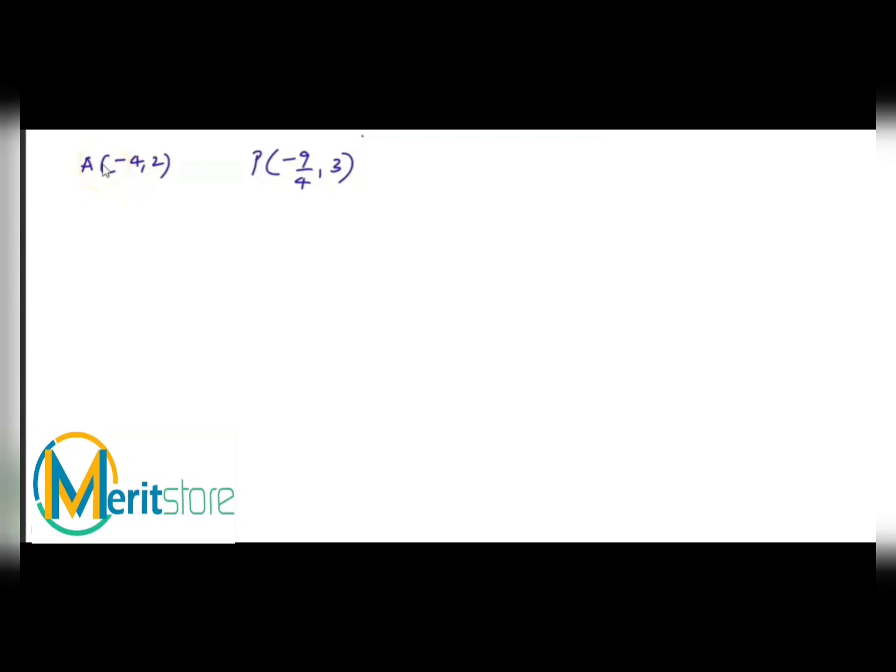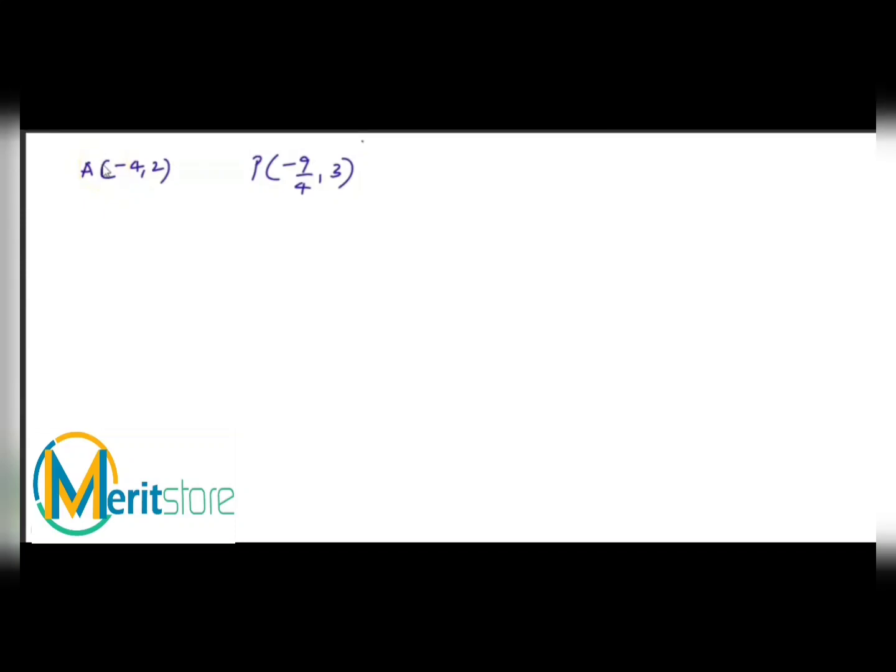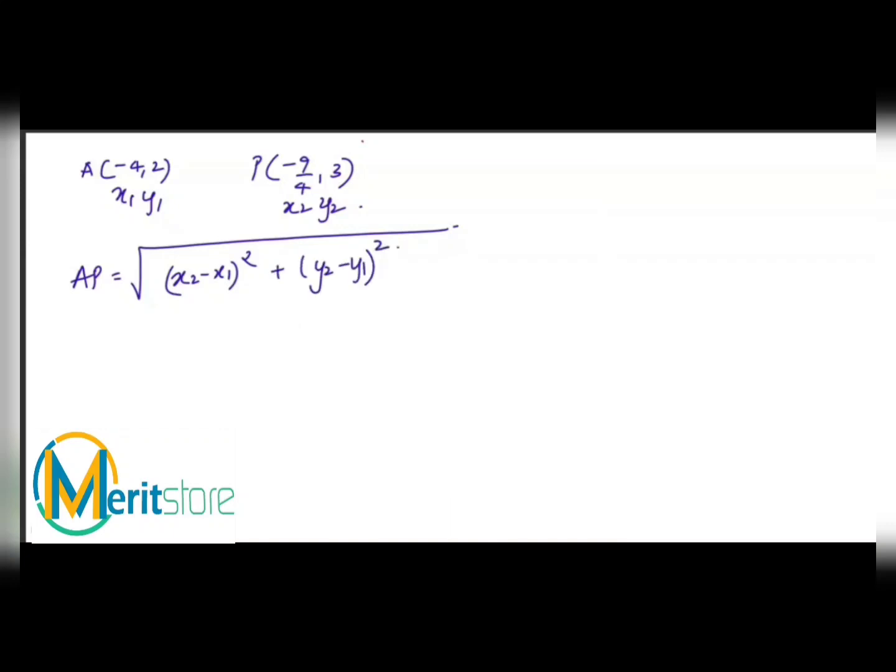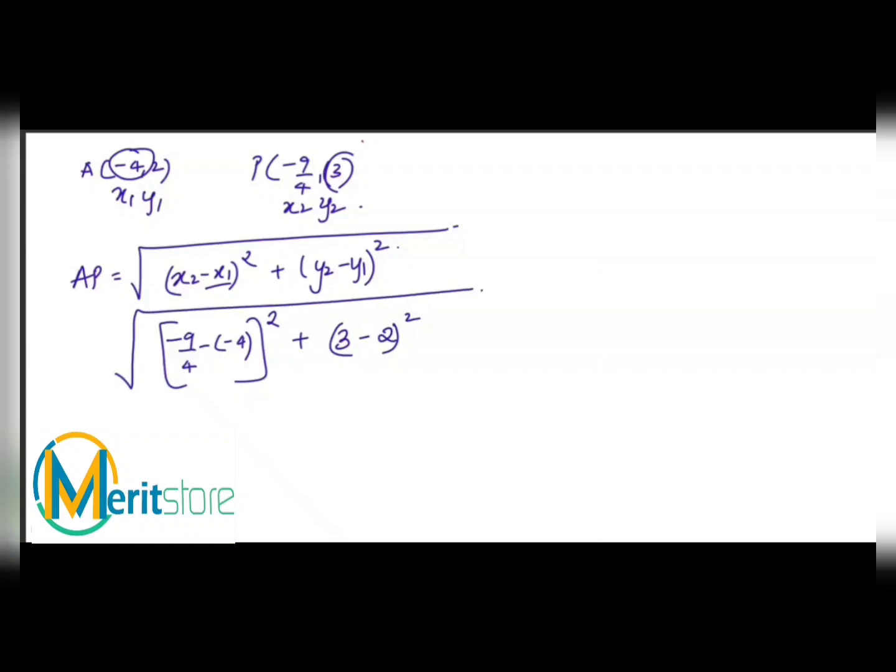We have to find the distance between AP. So A we take it as x1, y1, and P we'll take it as x2, y2. So the distance formula is square root of (x2 minus x1) the whole square plus (y2 minus y1) the whole square. Now x2 is minus 9 upon 4, x1 is minus 4, so it becomes minus 4 here, the whole square, plus y2 is 3, so 3 minus 2 the whole square inside the root. So this part is pretty simple. That gives me 1.